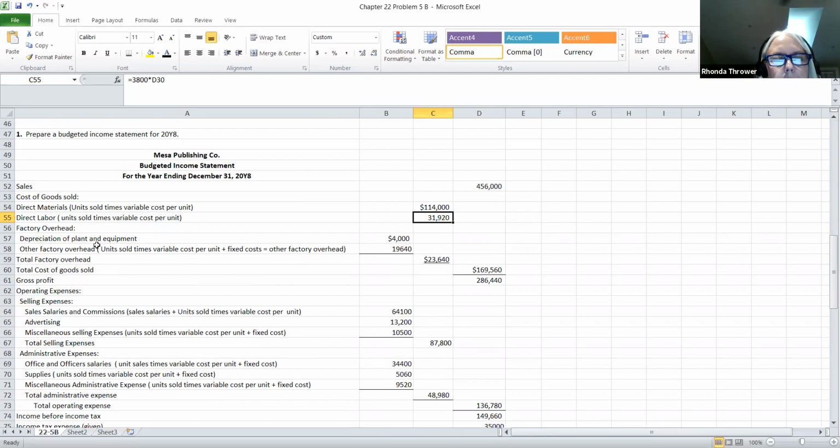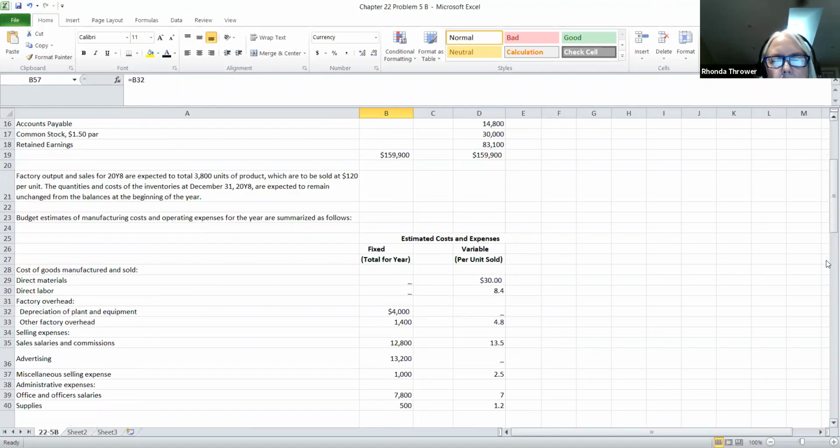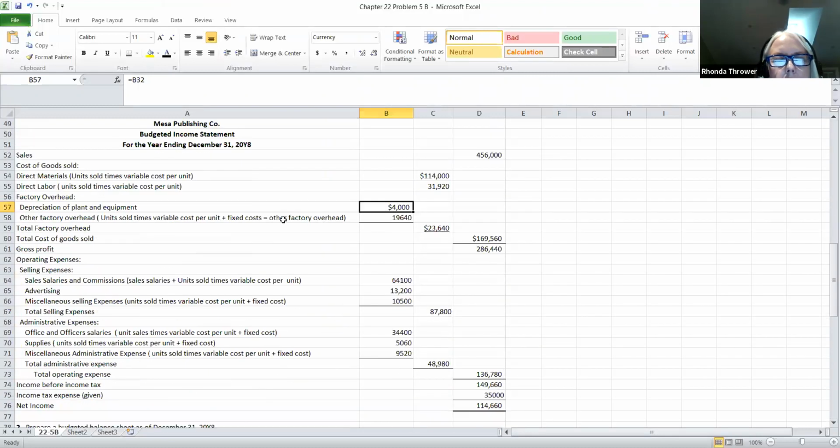Your factory overhead had several types of accounts associated with it. One was the depreciation of plant and equipment. The other one was other factory overhead. For your depreciation of plant and equipment, I simply pulled off the fixed cost portion that they gave us of the depreciation, which was $4,000. Notice this time there was no variable cost associated with that depreciation. So this is probably depreciation that they used using the straight line method. It's going to be the same amount every year. And this 4,000 is the depreciation that we would be recording under factory overhead.